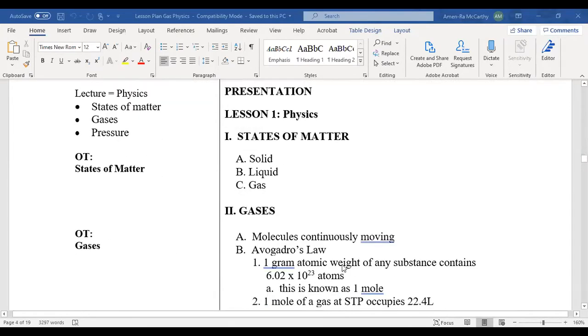All right, so the presentation starts right here. And it's also in the module as a PowerPoint. You have a PowerPoint in the module that you can look at. It follows right along with this lesson plan.